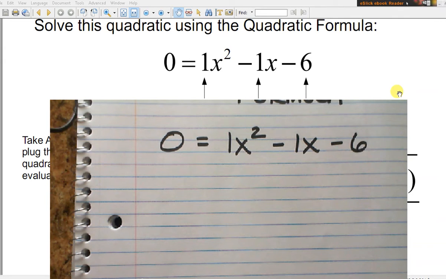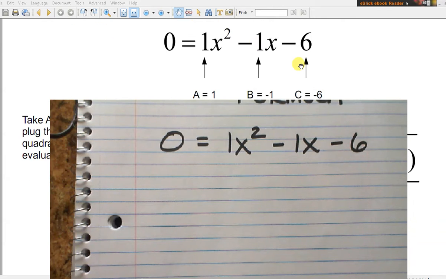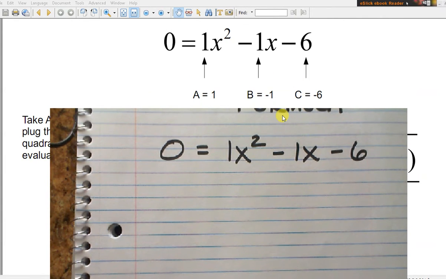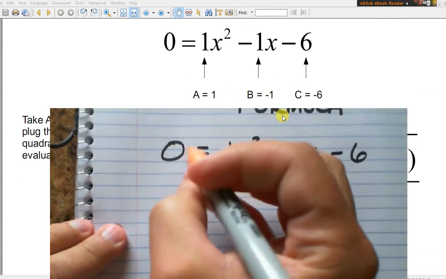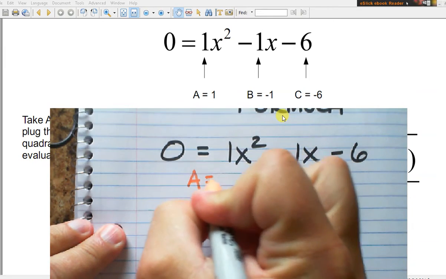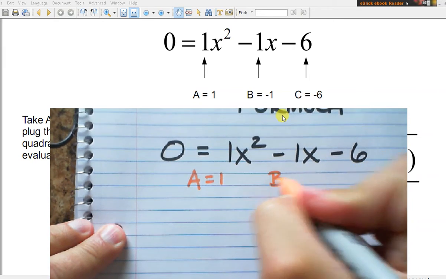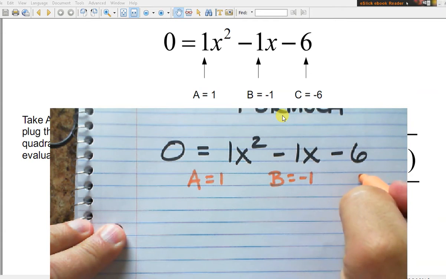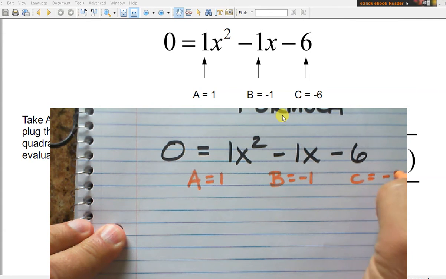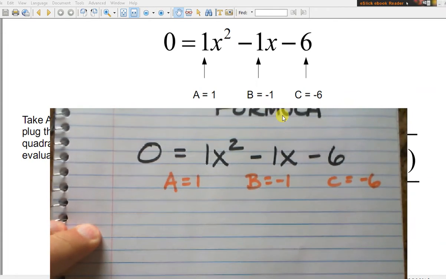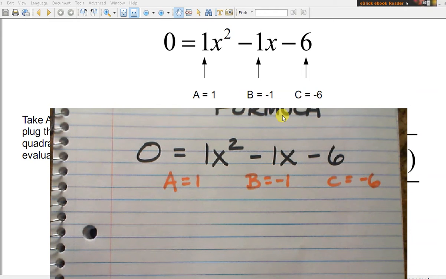Now, each of these corresponds to a letter. This first one is called A, B, and C. So let's write that into our notes. A equals 1, B equals -1, and C equals -6. And each of those numbers are going to get plugged into the quadratic formula.